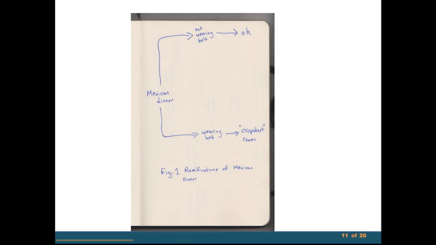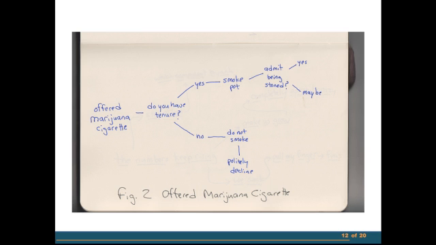And so I started doing a series of figures and pie charts. And this is figure 2, where I am offered a marijuana cigarette. And of course, it goes yes or no. And I just thought it looked funny as a handwritten thing. Yeah, you can read that for yourself.